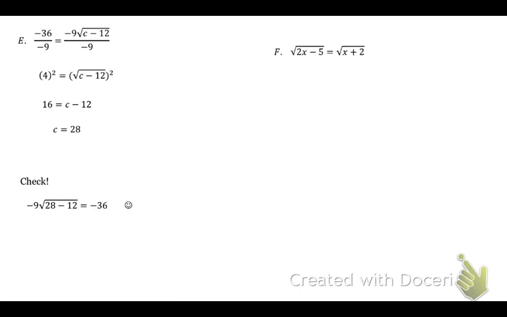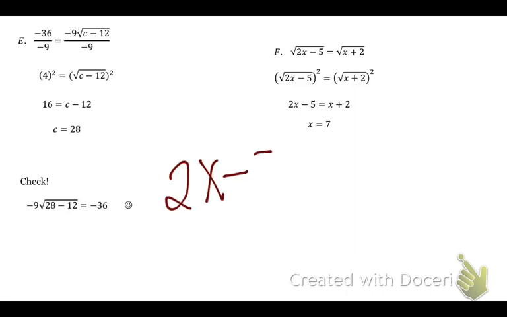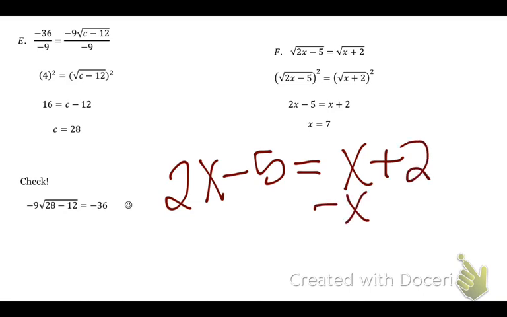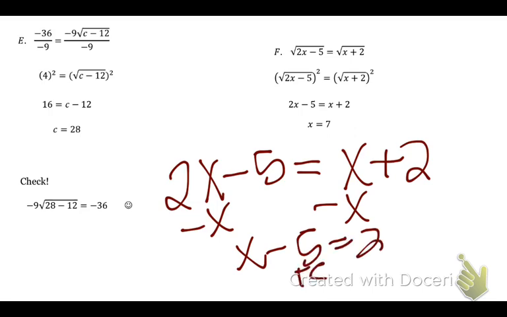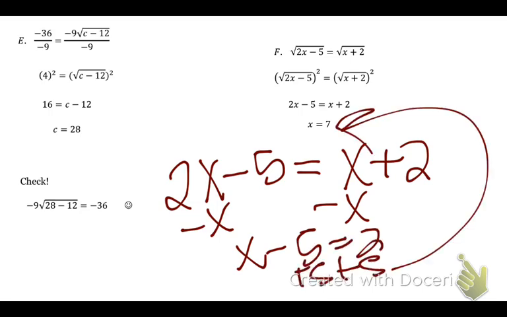Okay, let's look at this one. Now if you have square roots on both sides, that's wonderful, because now we can just square those, get rid of the radicals, and you get 2x minus 5 equals x plus 2. We're just going to solve this for x, so I'm going to subtract that x over. Sorry, I kind of skipped steps in this video, but you should know how to do this by now. Subtract the x, you get x minus 5 equals 2, add the 5, and you get x equals 7.